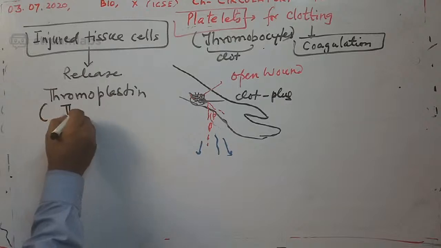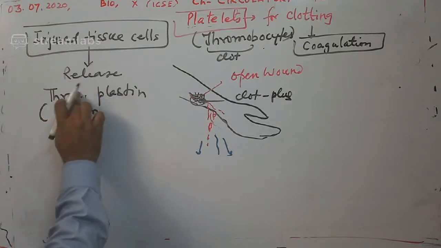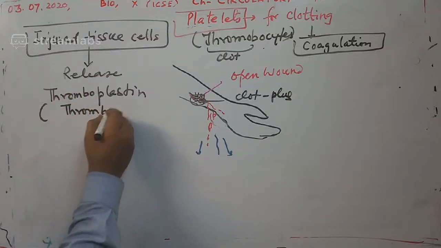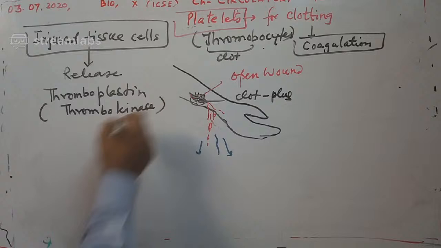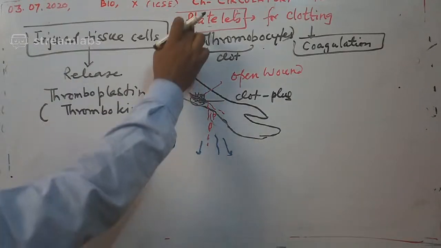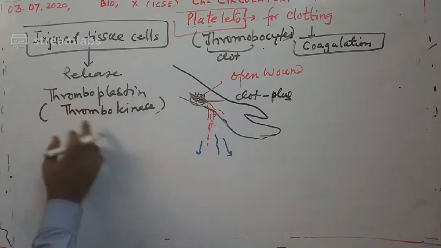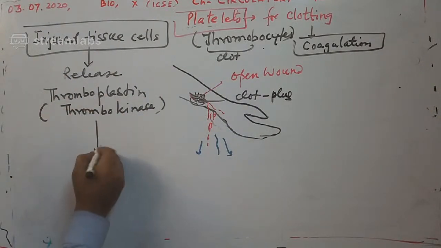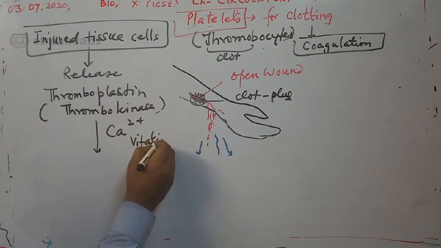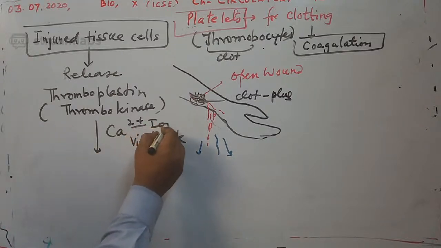Also called thromboplastin or thrombokinase. So whenever there is any injury in that area, or injury of any platelet in that area, thromboplastin, also called thrombokinase, is released, and in the presence of calcium ions and vitamin K is required for this. Okay, I repeat, if we talk about iron, that is a mineral iron.